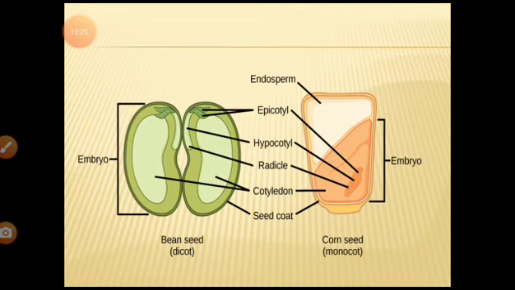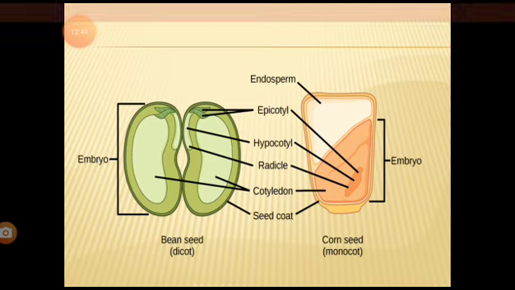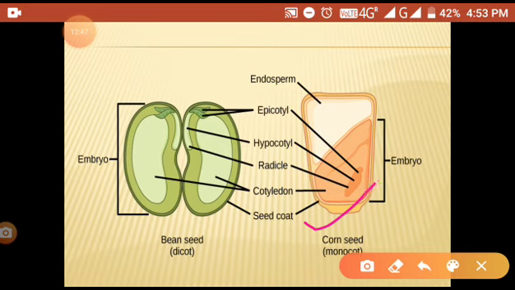So here are the two structures, because there are two types of seeds. One is the monocot seed and the other one is the dicot seed. This maize is the example of monocot seed, and here two parts are present, so it is the example of dicot seed. I hope it is clear to you.